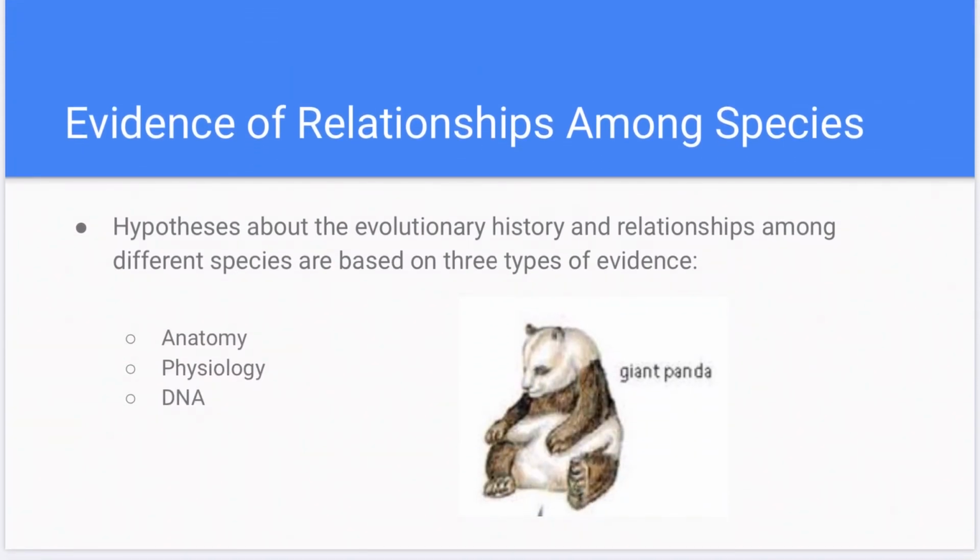Evidence of relationships among species. So here's an example of the giant panda. For 100 years, scientists debated whether this panda was more closely related to raccoons, or the red panda, or more closely related to bears. Modern taxonomy uses three main types of evidence to determine these things. We look at anatomy, so the anatomical features of that organism, its physiology, sort of how it moves and functions, and the DNA.